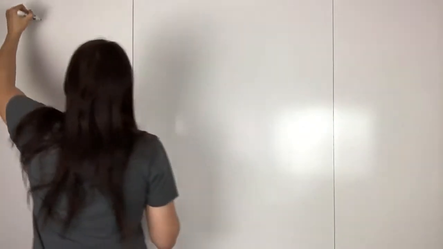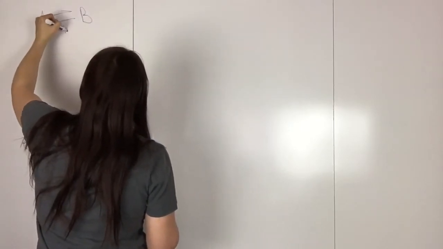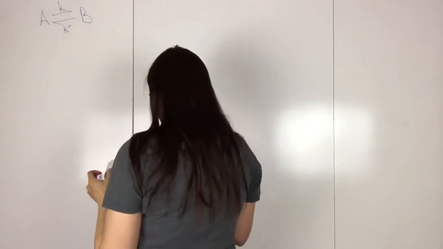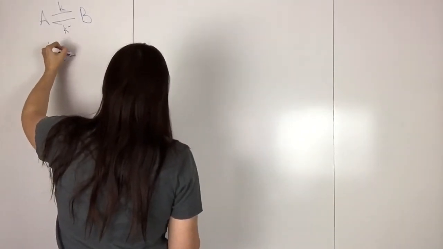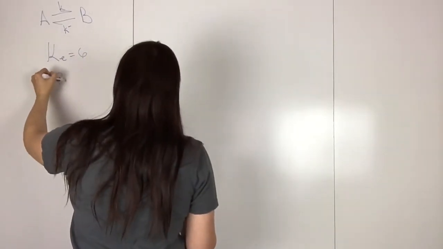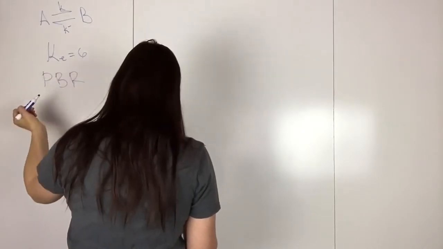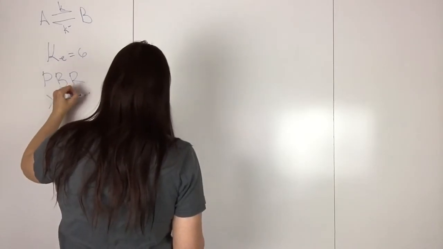So first of all, we know that the reaction looks like this because it's reversible. And we know that the equilibrium constant is 6. We know it's a PBR. And we know that X is equal to 0.5.